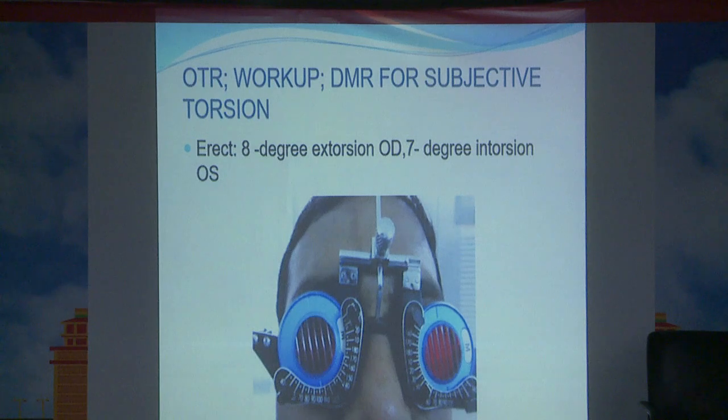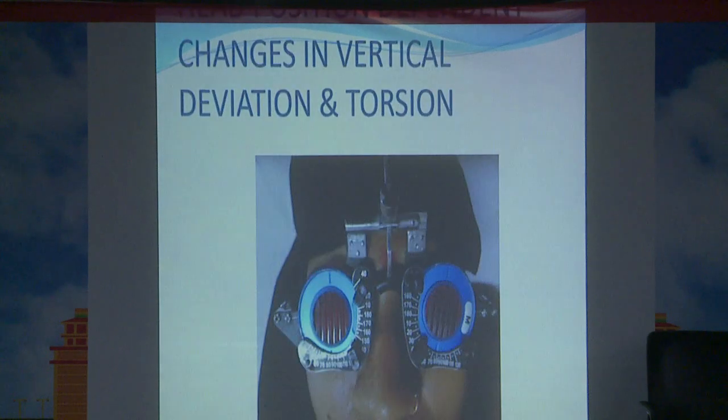You have to look at subjective torsion, because as I said, there is going to be intorsion of one eye and extorsion of the other. Very important to look at it, because patients may not complain, but once you put the double Maddox rod, that is the best and simplest way to look at the torsion. Easily available, so no difficulty.